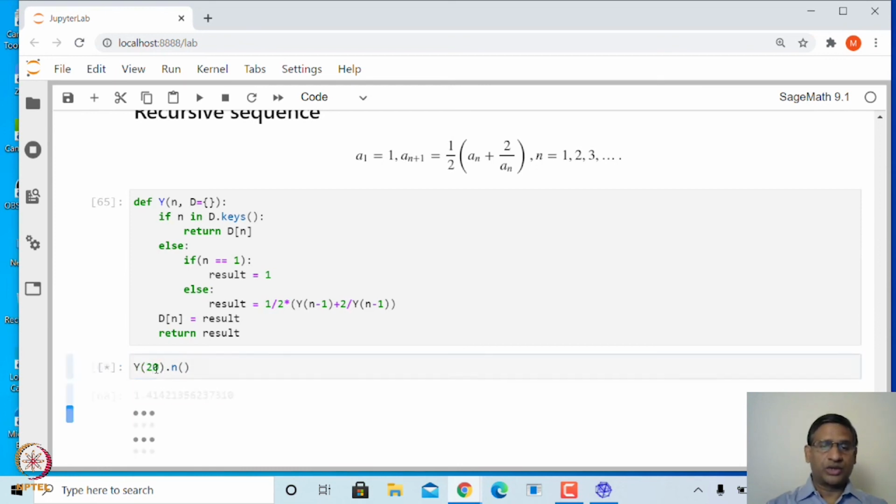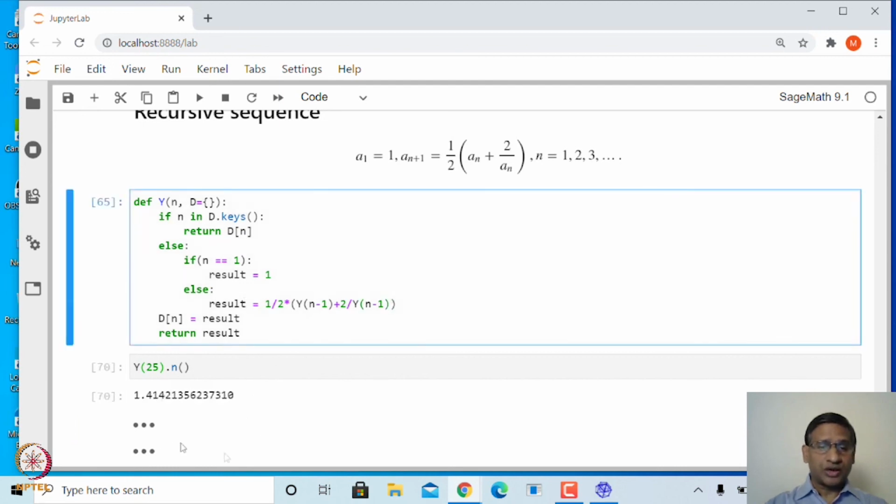And if I say 20, or if I say 25, it may take more time. It is still running, you can see here the star. If you take a higher value of n, it will take quite some time, because the computation has to do all this recursion, but it will come. If you take a very large number, it will take a lot of time, and as a result you may not be able to find the limit of this sequence, you can only look at the behavior.